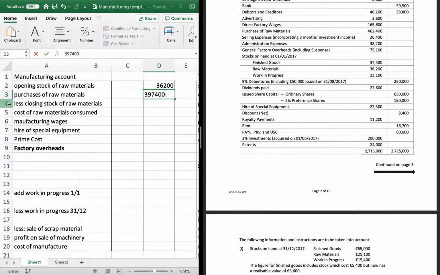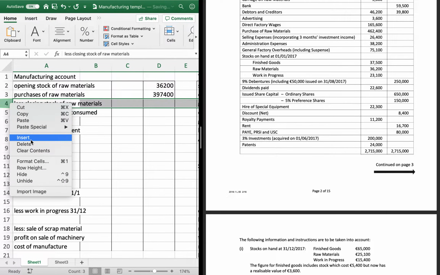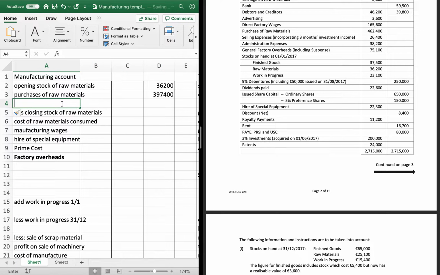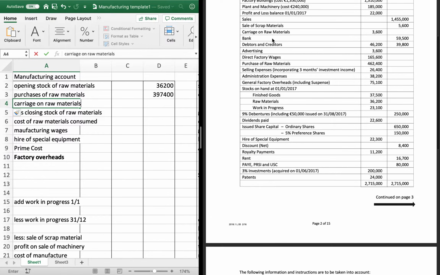Now, you also have a carriage on raw materials, which you wouldn't necessarily have. I used to always keep that in the skeleton in the older questions, and it hadn't been asked in a couple of years on the leaving cert, so I took it out. So it'd be one to check before you start writing the thing out. The carriage on the raw materials is 3,600. Okay, where is it? There it is up there, 3,600.